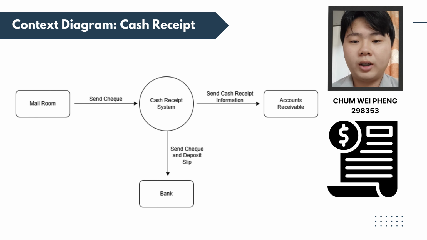Next is our context diagram for the Sinto Agro Berhad cash receipt system. As its name suggests, the cash receipt system processes incoming payments. Checks are received from the mailroom. Once processed, the system sends the cash receipt information to accounts receivable for update. Finally, the check and deposit slip are dispatched from the system to the bank. It's a high-level view showing how incoming cash interacts with key entities.